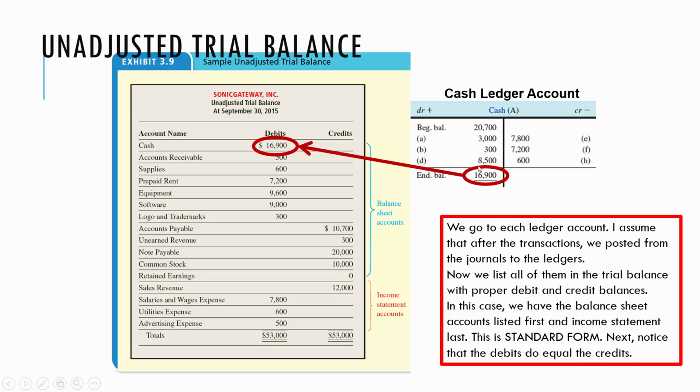Whether we went to the T account or to the ledger, these balances are coming off of these ledger accounts. And the transactions in the ledger accounts are coming off of the journal entries, which we did when we went through the transactions. And the transactions represent all these letters that we had on our previous slides where we numbered our transactions.